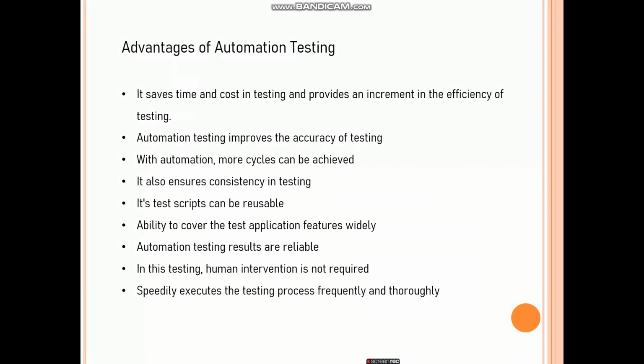Automation testing results are what? Reliable, as the results are generated by the software only. In this testing, human intervention is not required. Only for writing the test cases do we require human intervention. Speedily, they execute the testing process frequently and thoroughly.